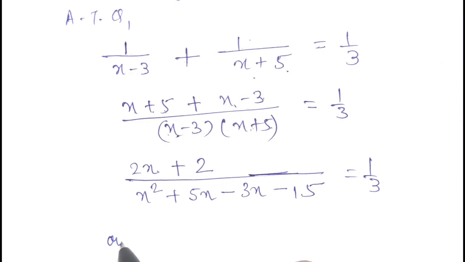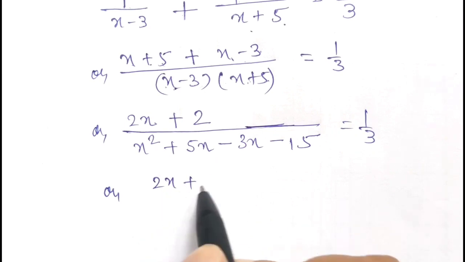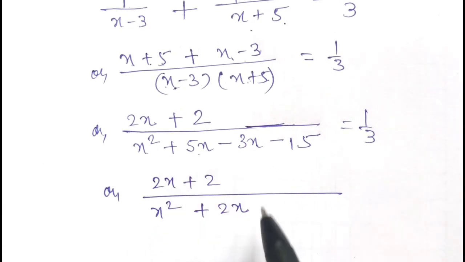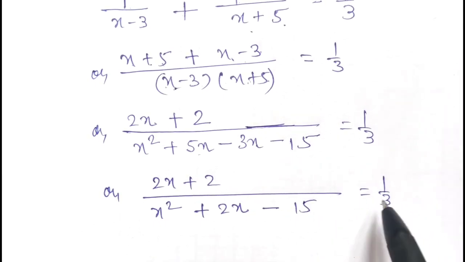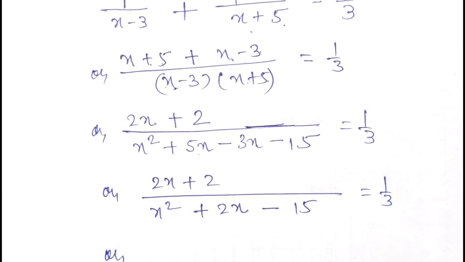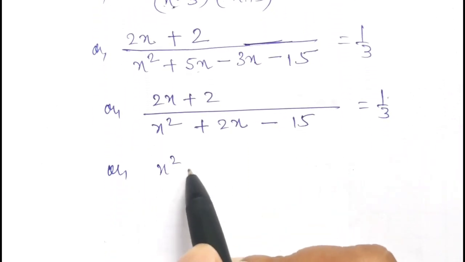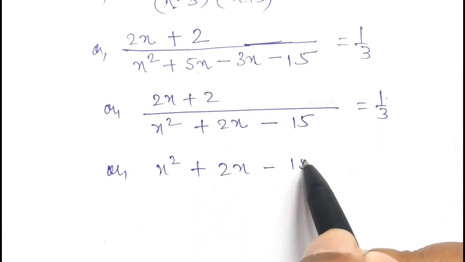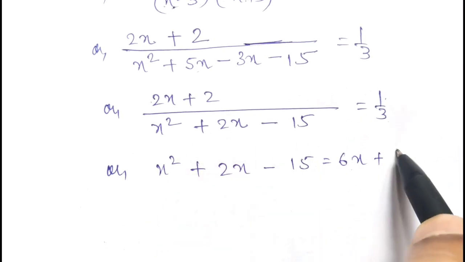Now in the denominator also collect the like terms. In the numerator, we have 2x plus 2. In the denominator, we have x square plus 5 minus 3 is 2x, minus 15, equals 1/3. Now cross multiply: 1 into x square plus 1 into 2x, 2x, minus 1 into 15, 15, equals 3 into 2x, 6x, plus 3 into 2 is 6.